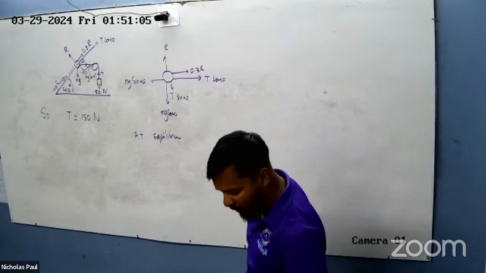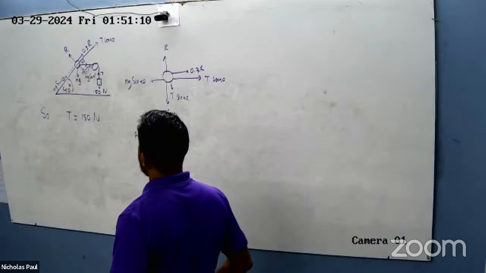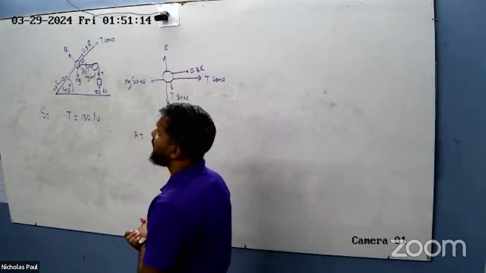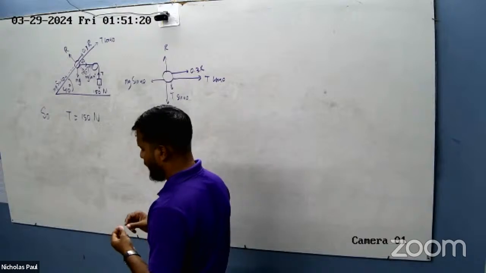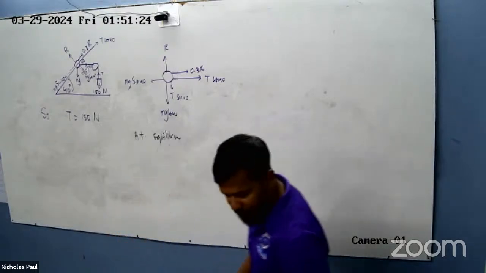Sorry, solve for R and M. Get your equations and solve it, right? Grant, you okay with this? Get the equations and solve simultaneously, right?